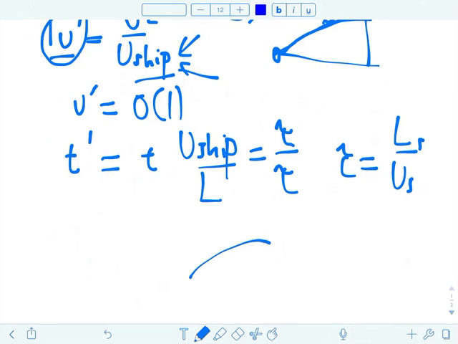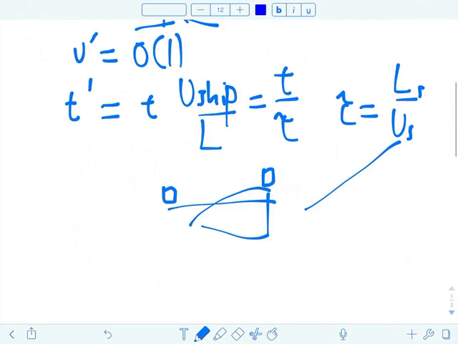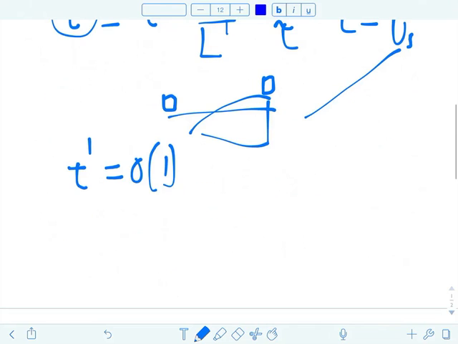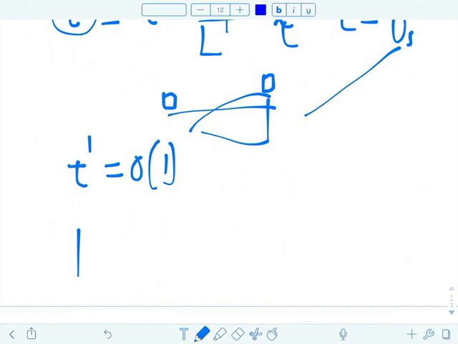If I have a ship again here, how long does it take this parcel to get from here to here? It's approximately this. We have to go the distance L. It's moving at roughly u ship velocity. So if I normalize my t by this tau to create this variable t prime, this variable is also going to be order 1. So again, I repeat the same thing for all the different variables. Pressure, we know, ranges from stagnation to roughly the dynamic pressure here. So I have p over rho u squared ship.